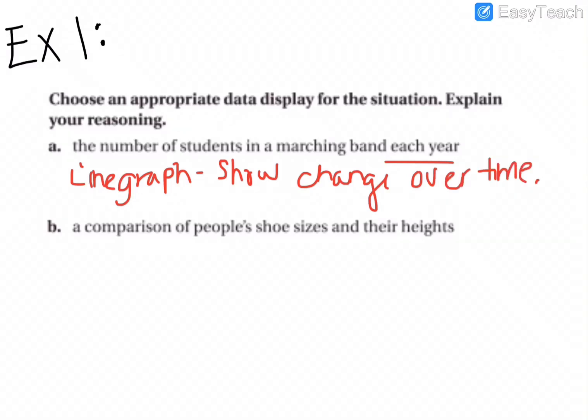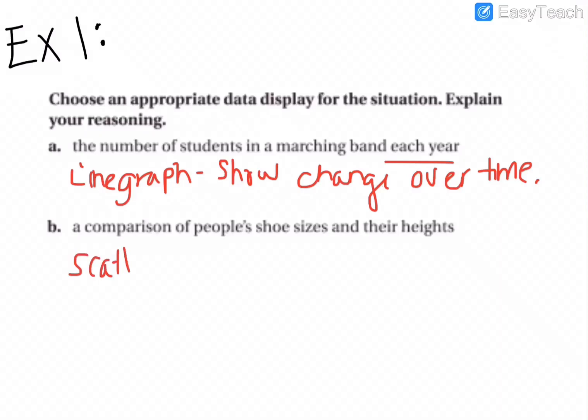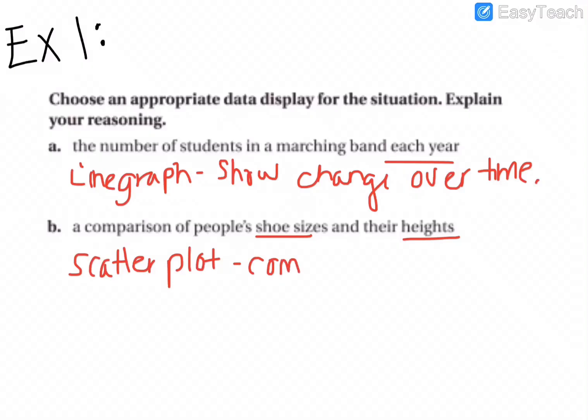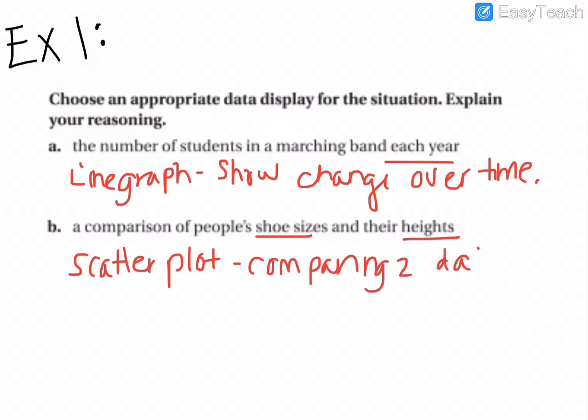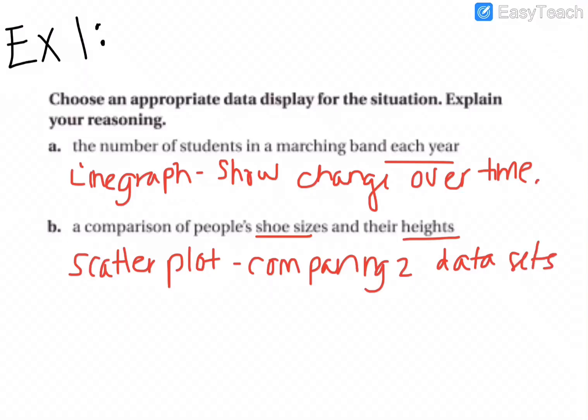Okay, for the second one, a comparison of people's shoe sizes and their heights. That's almost exactly what I was just mentioning with the scatter plot. As soon as I read that I'm talking about 2 different variables, shoe size and height, I know I'm comparing 2 data sets. So a scatter plot would show the relationship best on this one.